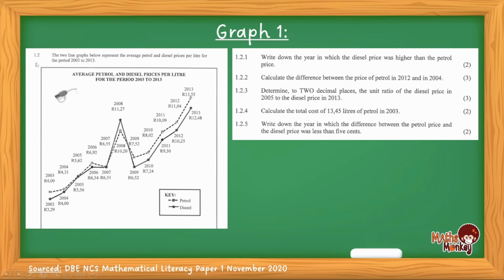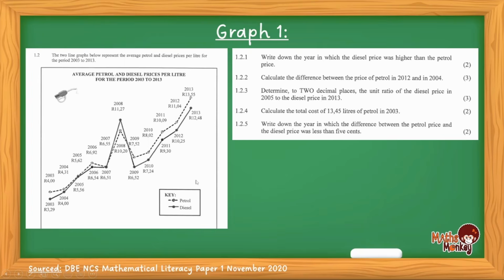So you're going to read here. I got this question paper in front of me, and I'm going to read literally from the top right down to the bottom. The two line graphs below represent the average petrol and diesel prices per liter for the period 2003 to 2013. Right, again, this line gives us the information on what the graph is about. But you'll also find that information from the heading of the graph. The heading of the graph tells you exactly what the graph is about. So this is average petrol and diesel prices for 1 liter for the period of 2003 to 2013.